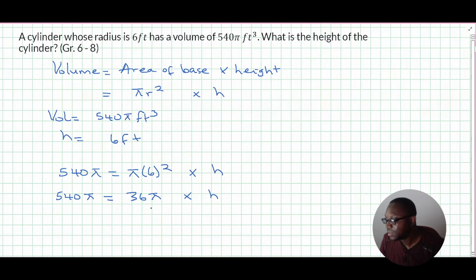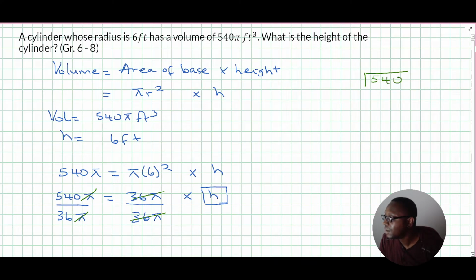Now to get the height, we need to isolate h, which is the variable. The coefficient of h is the term to the left of h, which is right here. So we're going to divide both sides by 36 pi. The pi is going to cross out the pi, and now we are left with 540 divided by 36. We can divide this out.